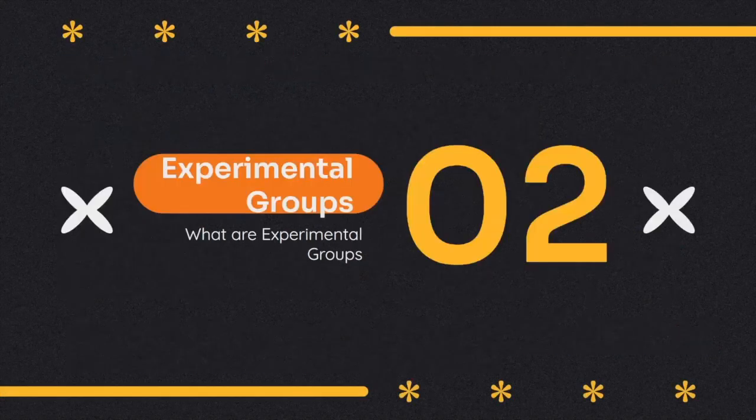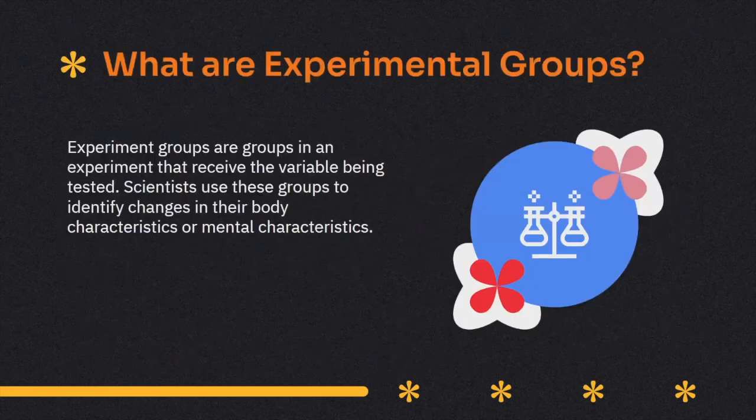Next, we'll talk about experimental groups and what they are. Experimental groups are groups in an experiment that receive the variable being tested. Scientists use these groups to identify changes in their body characteristics or mental characteristics.